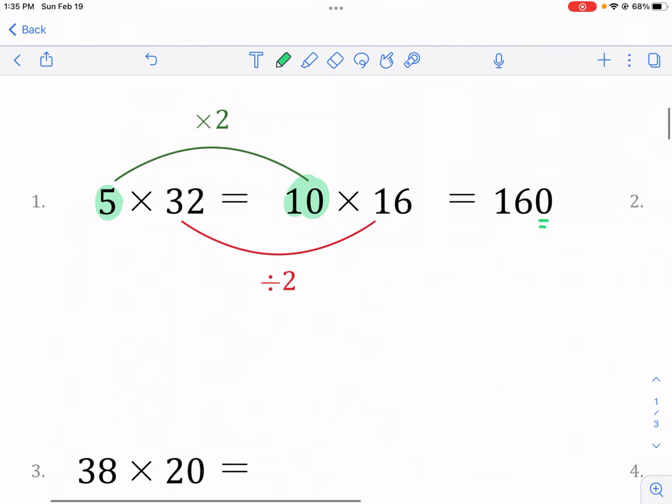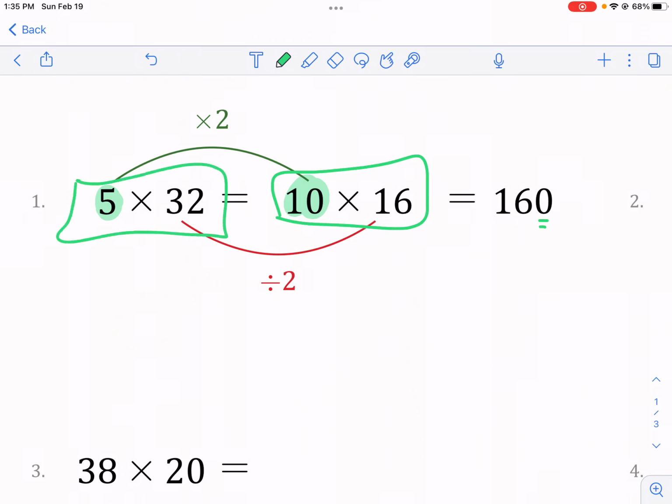Now, why can we do this? Why can we multiply by 2 and divide by 2 to make these two the same? How do we know these are the same? Because if you multiply by 2 and then divide by 2 in the same expression, we could rewrite that as multiplying by 2 over 2. Well, if you multiply by 1, which is equal to 2 over 2, it doesn't change the value, so that's 100%. Okay, so that's why it works.